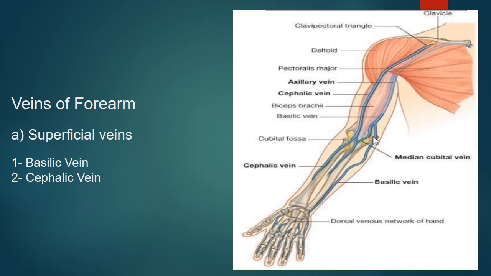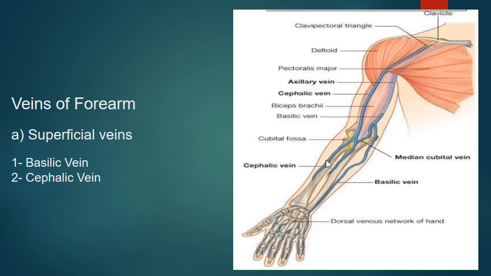Just in front of the elbow, in the cubital fossa, these two veins are joined together by the median cubital vein, this one. The basilic vein then ascends up to the lower border of teres major muscle, where it pierces the deep fascia and joins the brachial vein to form the axillary vein, this one. This axillary vein in turn drains into the subclavian vein.